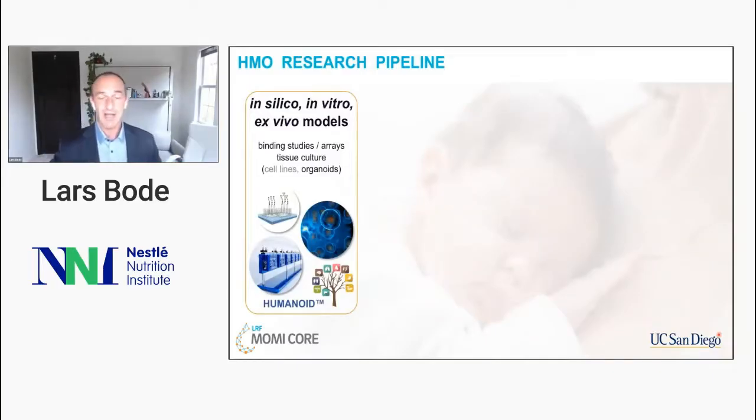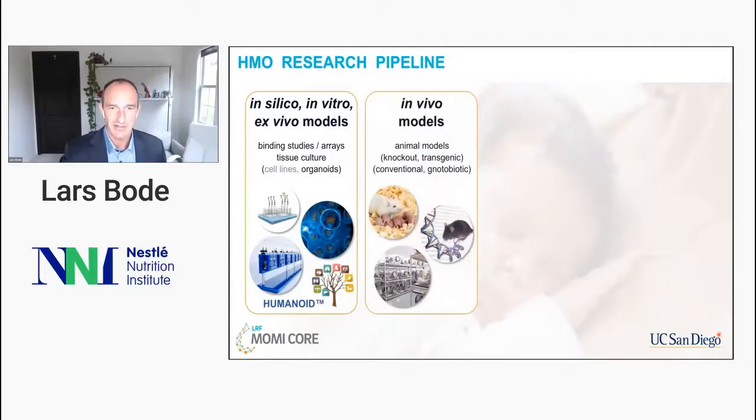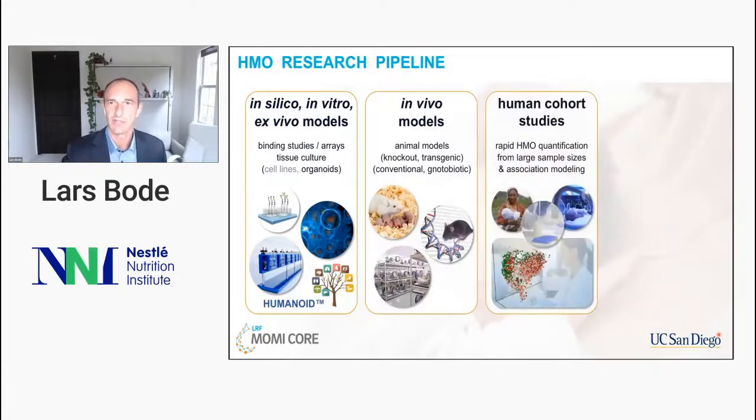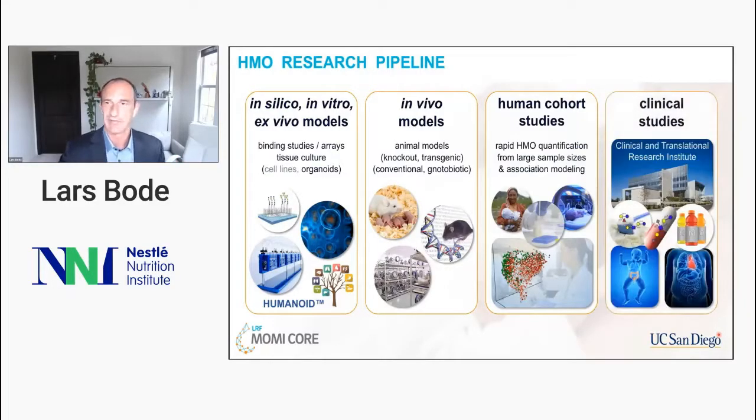So here's the research pipeline, as we call it, where we really use the entire spectrum from in silico models, in vitro and ex vivo cell models, and then go into animal models that are more or less suitable to study this. And then a very strong part is using human cohort studies, where we can analyze hundreds, thousands of milk samples for HMO composition, and then associate that with maternal drivers or infant outcomes. And last but not least, of course, we have clinical studies, and two of our speakers will specifically focus on that when it comes to HMOs and the current clinical studies.